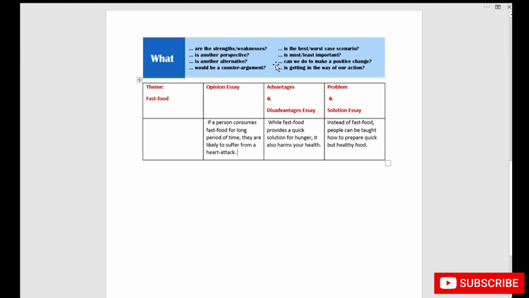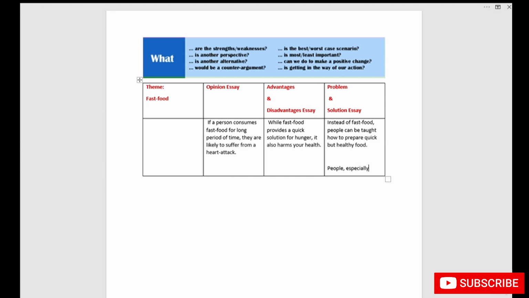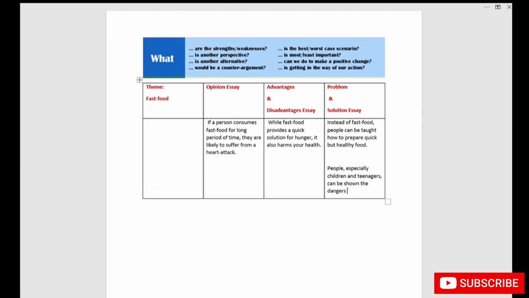And let's look at this question. What can we do to make a positive change? I think this can go well with the problem solution essay, because we are offering some solutions. So I can say, people, especially children and teenagers, can be shown the dangers of consuming too much fast food through seminars. Alternatively, you can say health experts can give conferences and seminars to people in order to raise awareness.